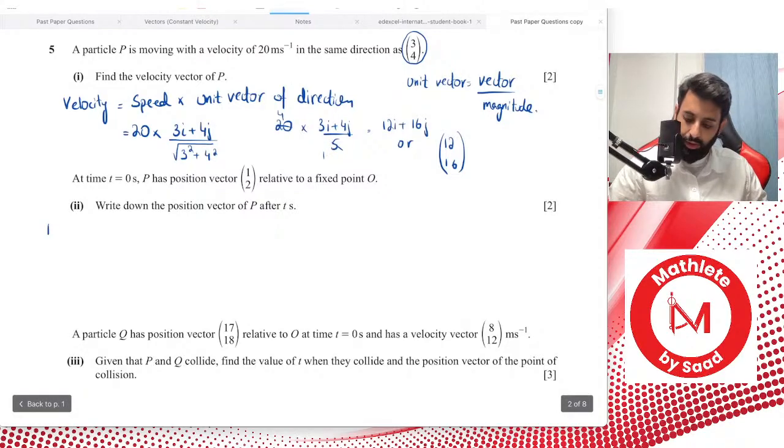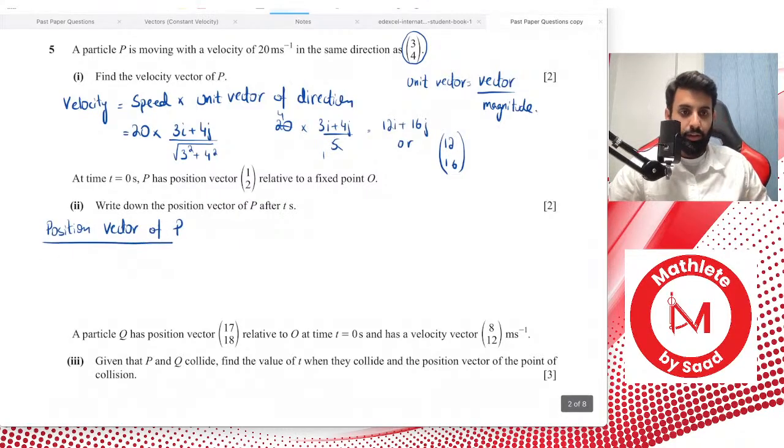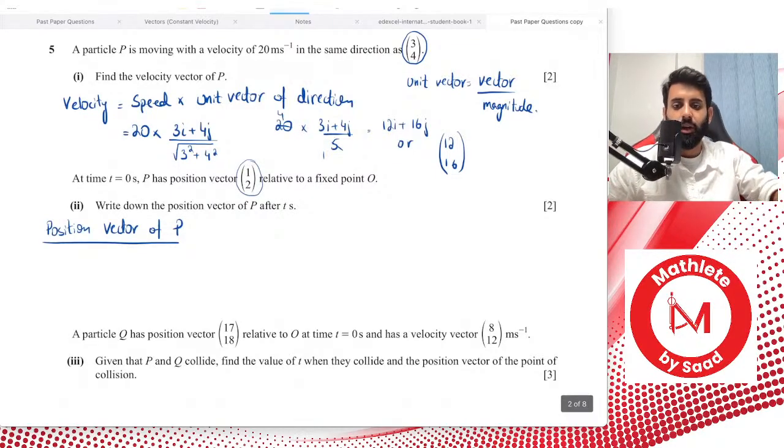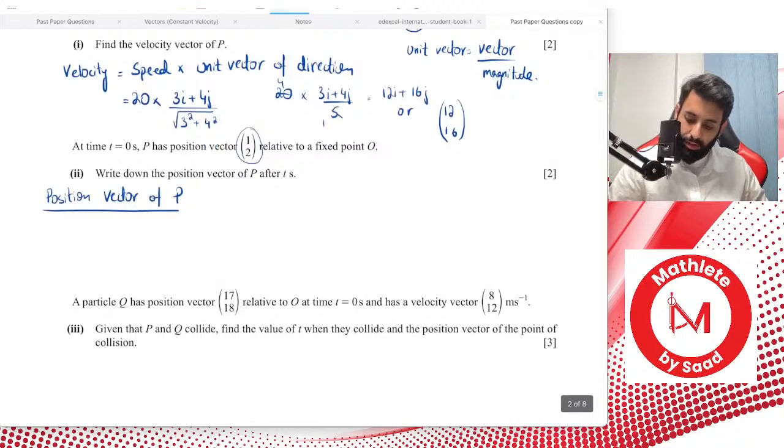So in order to write down the position vector of P, this is what you're going to do. You're going to see where exactly it is starting from. And it's not starting from the origin, okay? It's starting from a point (1, 2). So that means that you will first write that down, (1, 2).